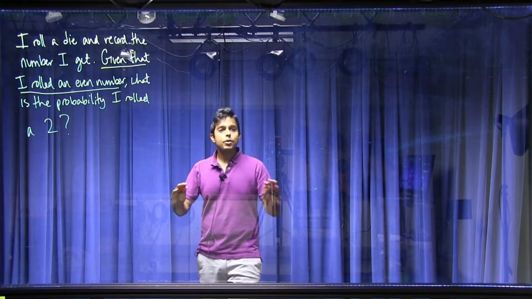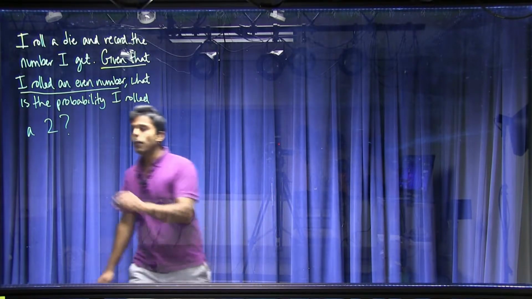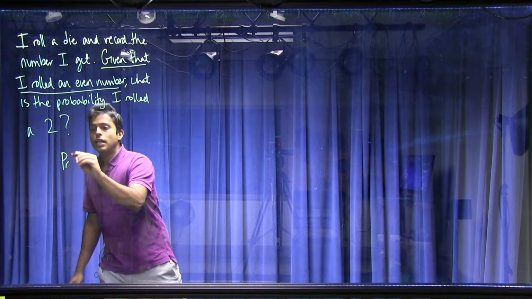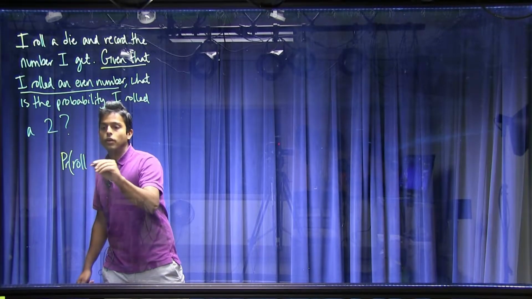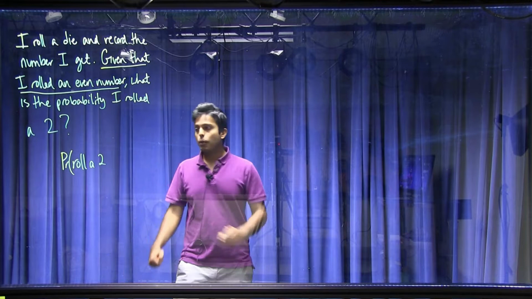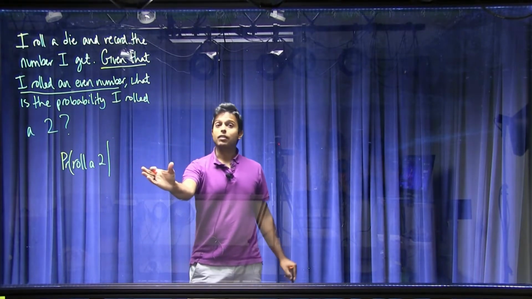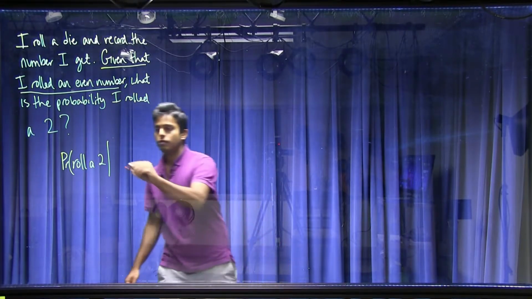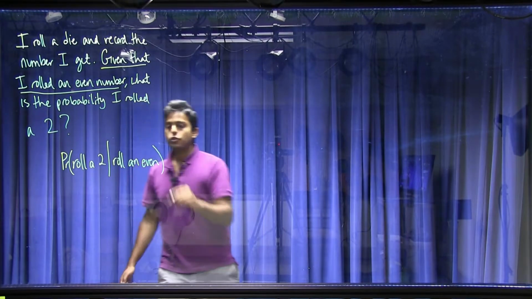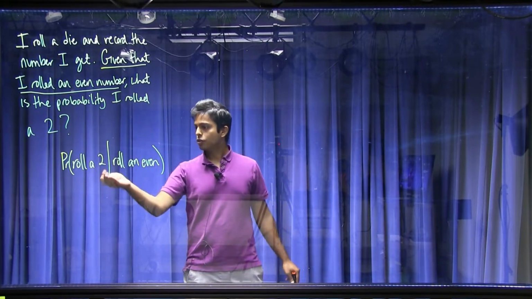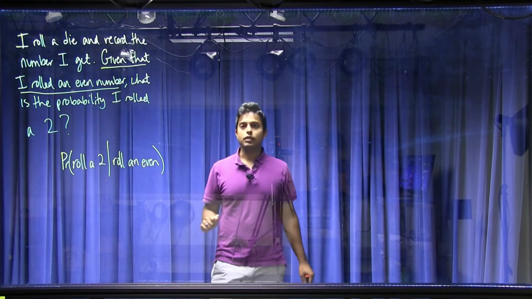Before we do that, let me write some notation. So the way we write these conditional probabilities is we write the thing that we want the probability of. We want to know the probability that we roll a 2. Then we put a vertical line and we write the given. We write the extra information that we have. So we would read this as the probability that we roll a 2 given that we roll an even number.